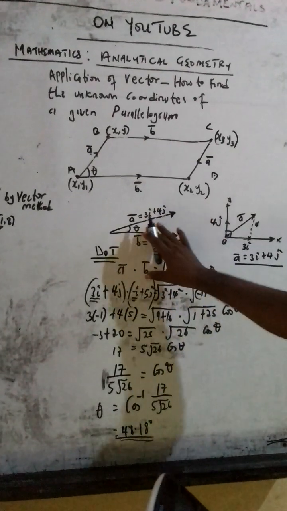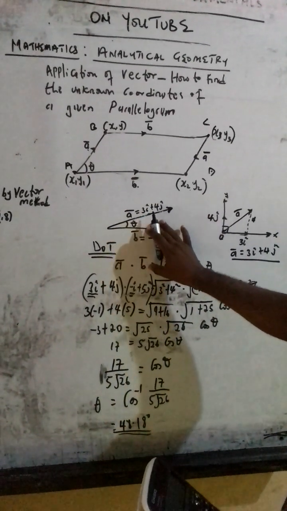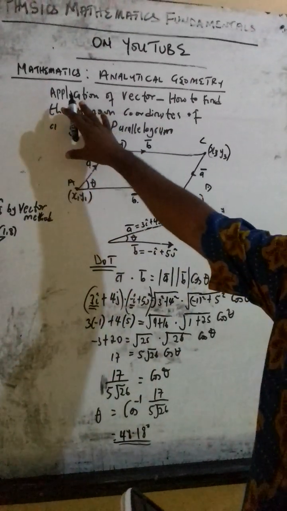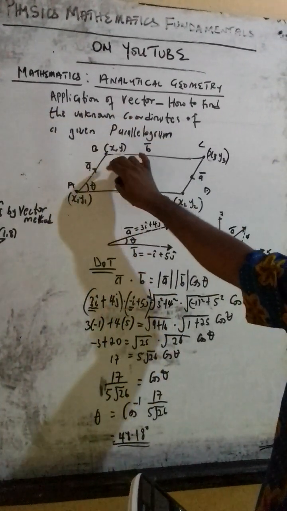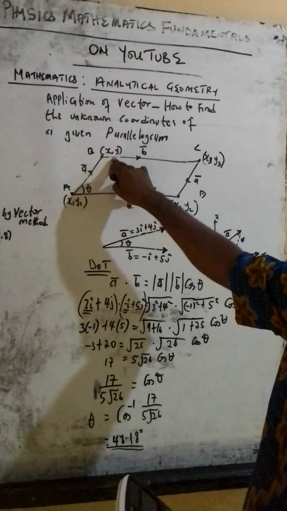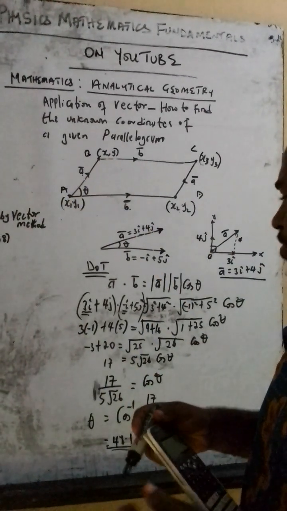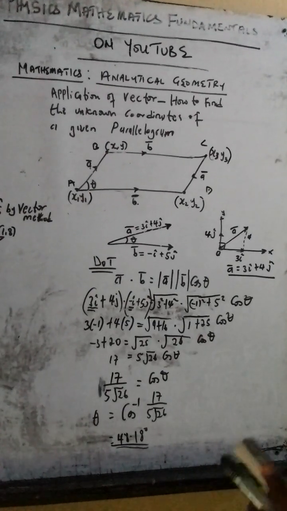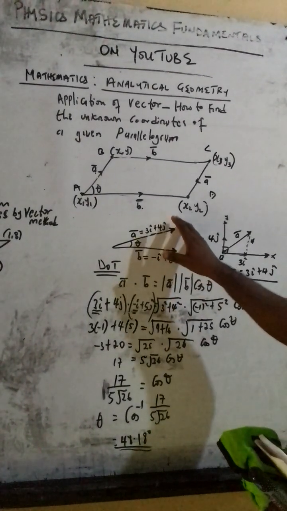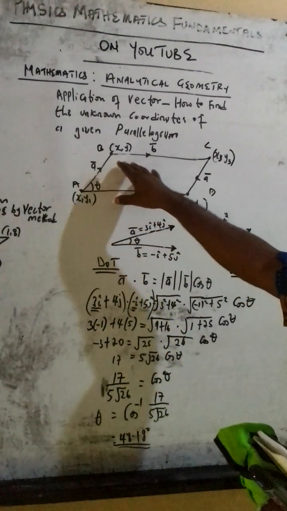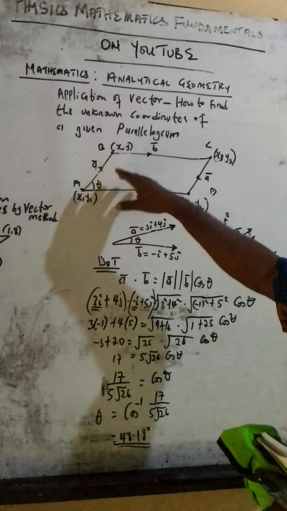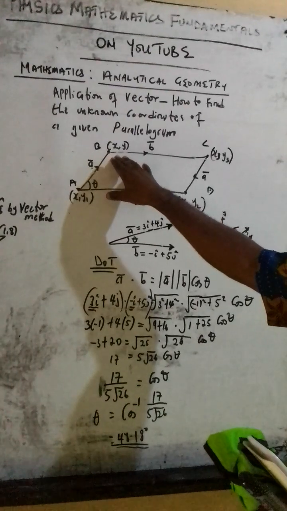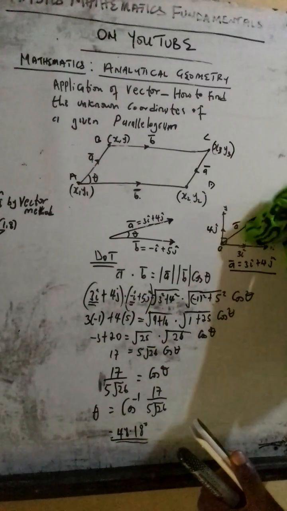This one is to find the angle between two vectors. My second video now is how to find the unknown coordinates of a parallelogram. So here now, I'm going to clean up how to find the angle between two vectors and then get an expression for the unknown coordinates in a parallelogram.